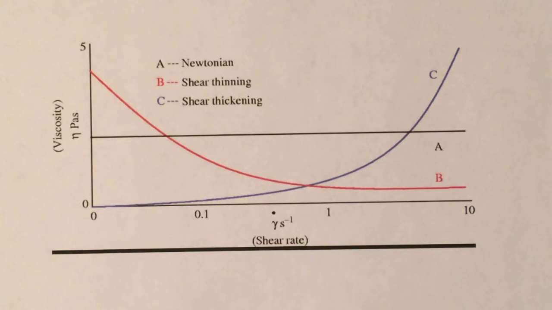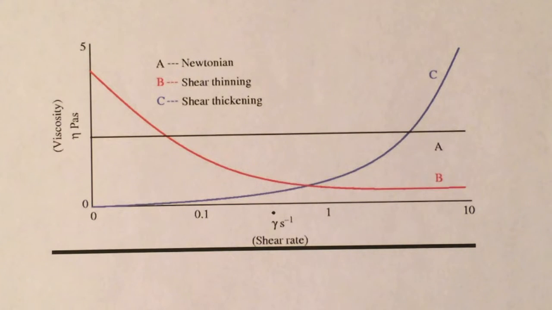3 different types of fluids are represented on this graph, plotting shear rate on the x-axis versus viscosity on the y-axis. Line A represents a Newtonian fluid such as water. You can notice that the viscosity is constant in respect to the change in shear rate. Line B represents a shear thinning non-Newtonian fluid.